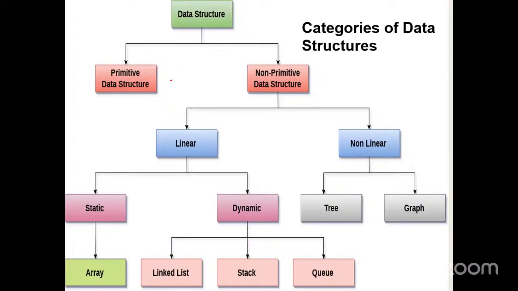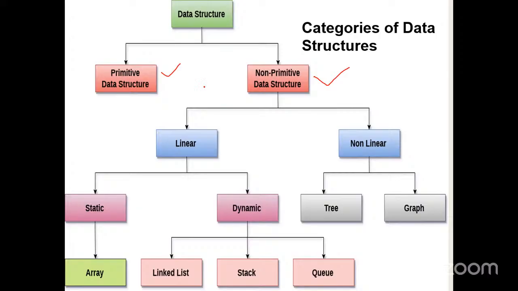We have two major categories in the data structures. Those are primitive data structures and non-primitive data structures. Generally, primitive data structures, or you can say primitive data types also, are used to store single elements. Individual elements you want to store, you can go for the primitive data types or primitive data structures.